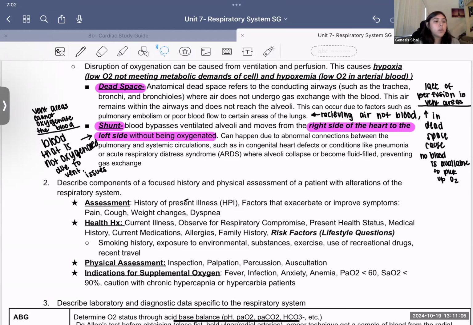So for dead space, we're talking about any place that is not participating in gas exchange. So that includes your bronchioles, that includes your trachea. Even though they are a part of your airway, what is in charge of your gas exchange? Those are your alveoli, right?